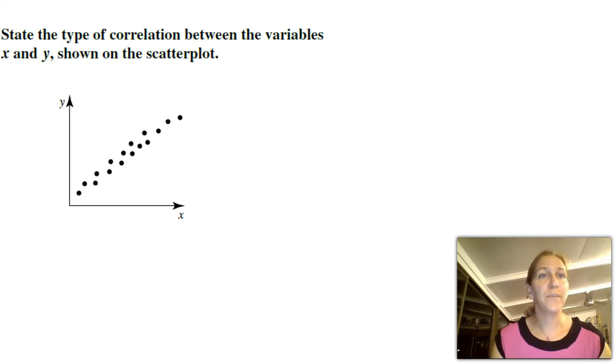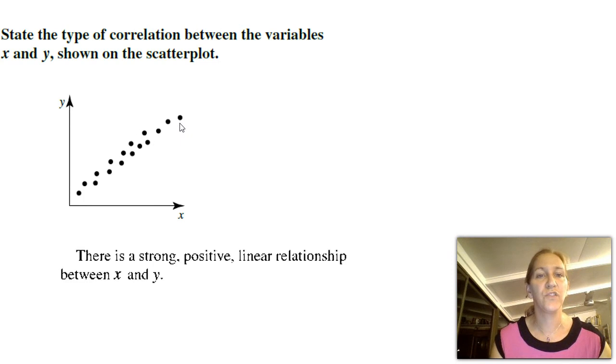So let's do an example. State the type of correlation between the variables x and y shown in the scatter plot. Okay, well, in this case, as the x values are increasing, the y values are increasing, so we know it's positive. And it looks to me that it is very distinctly in the shape of a linear form. So it would be a strong positive linear relationship between that x and the y variable.